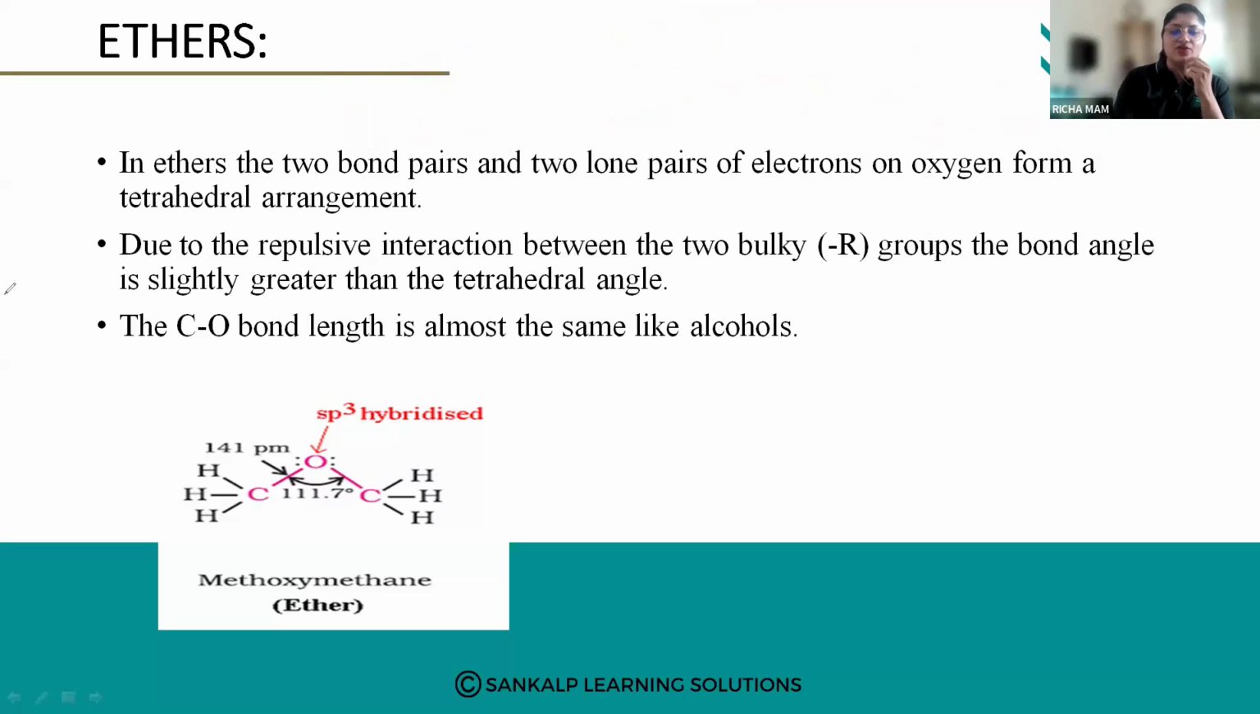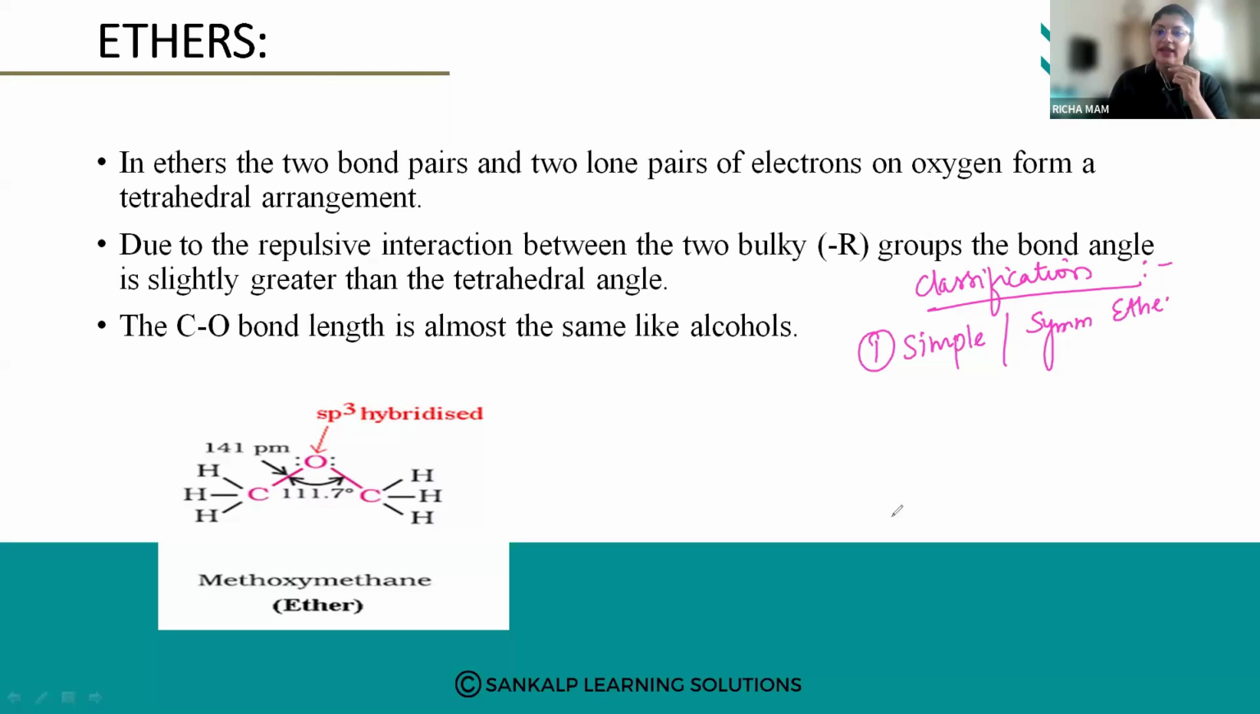So what is the classification of these ethers? Let me write it here. Classification of ethers. These are classified into two types. First one is simple or symmetrical ethers, and the second one is mixed or asymmetrical ethers. So these are the two types of ethers.